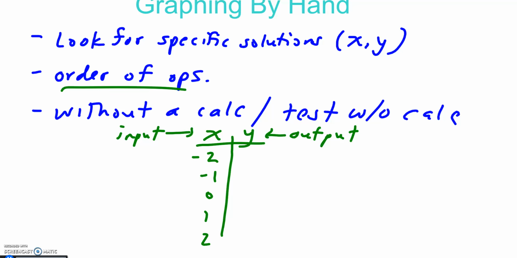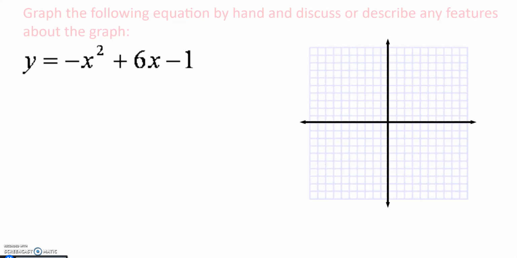Speaking of that, let's go to the first example here. Graph the following equation by hand and discuss or describe any features about the graph. I want to focus just on graphing the equation by hand. We'll do the discussion together in a little bit. So before you start, I would like you to predict what this graph is going to look like. I notice first that my function is squared. If you're thinking to yourself, it's going to be a parabola, I agree with you. Now, is this parabola going to be facing upwards or facing down? Well, because of this negative in front, my parabola is going to be facing downwards.